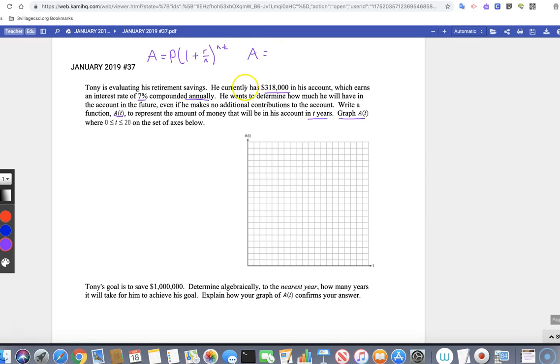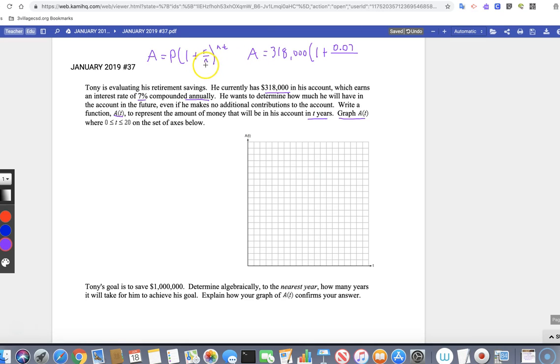If we use this formula and start plugging in values that we have in our problem, remember that P stands for the principal, and the principal is the initial amount that is invested in the account. In this problem, that would be the $318,000. And then the r is the interest rate, which in this problem is the 7%, but we do need to convert that into a decimal. So 7% would be equivalent to 0.07.